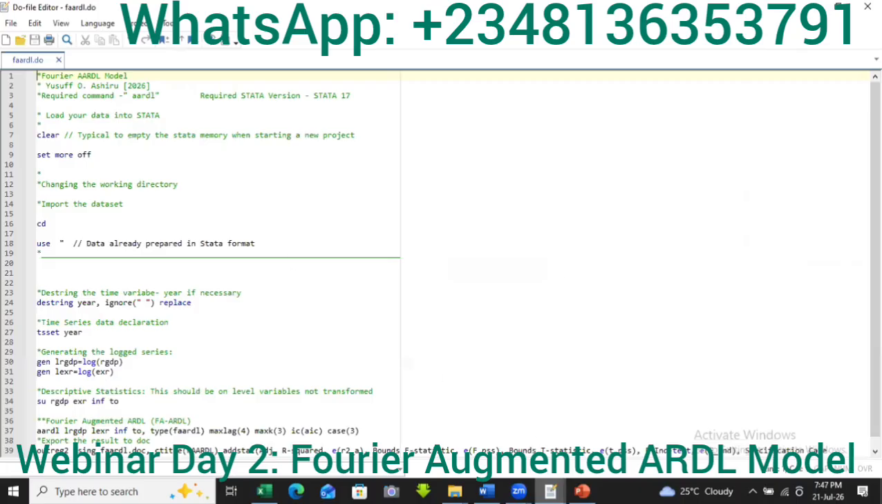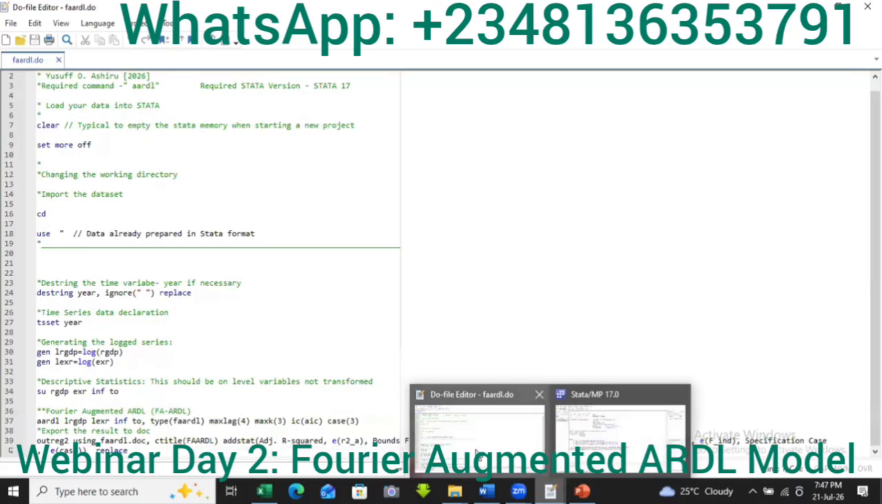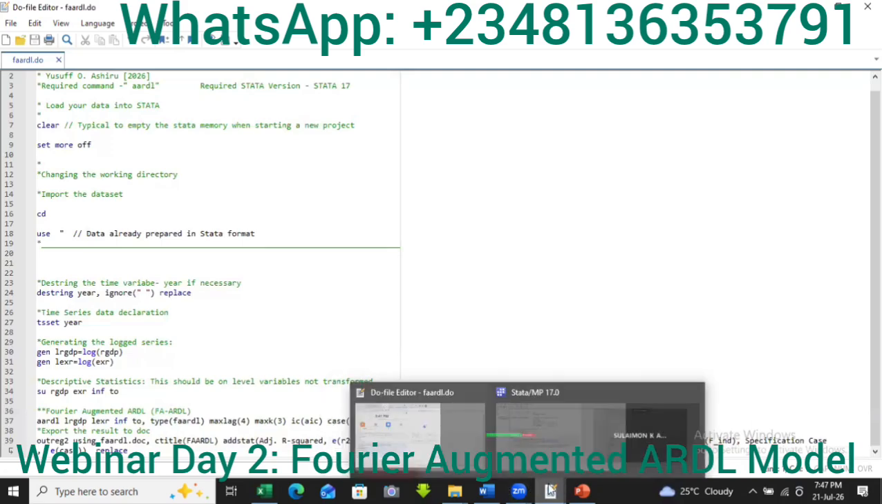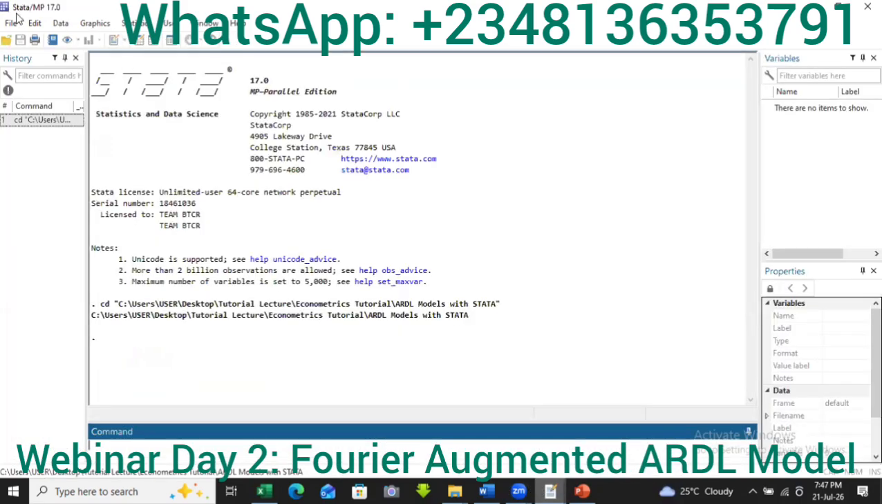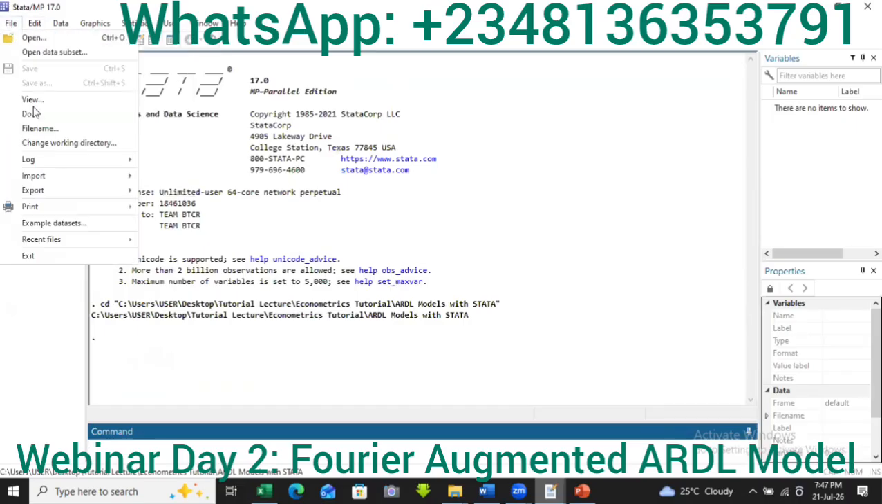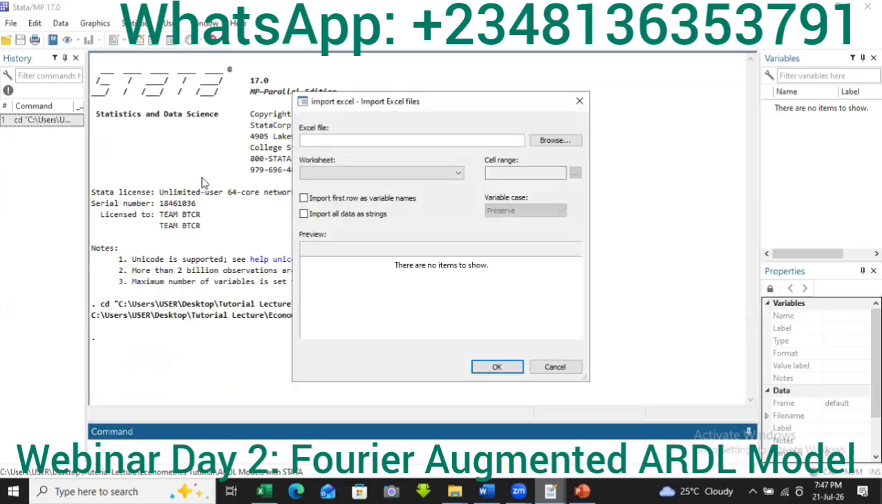So I have my do file ready. This is the do file. Then the data set. I want to import the data set. So let me just import the data set manually from file here. Let me go to File, then click on Import. Because my data is in Excel format, I click on Import Excel.